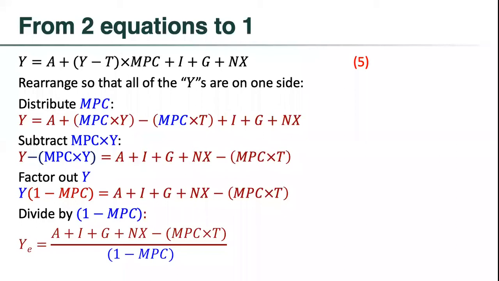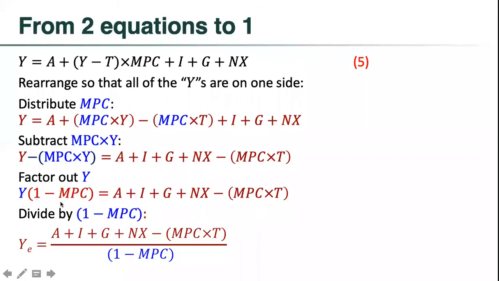So we're going to distribute that MPC. We are going to subtract this new MPC times y term from both sides. And that means that we've got all of our y's here on the left side. Again, remember, I'm solving for y. I haven't done really anything over here to the right side, except I still have this MPC times t term that came from that distribution. All of these things I've left alone: this A, this I, this G, this NX, nothing's happened to them.